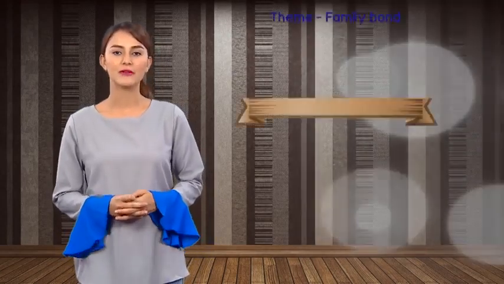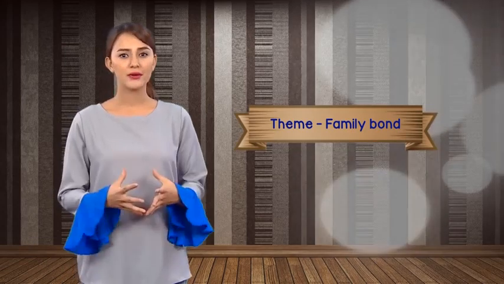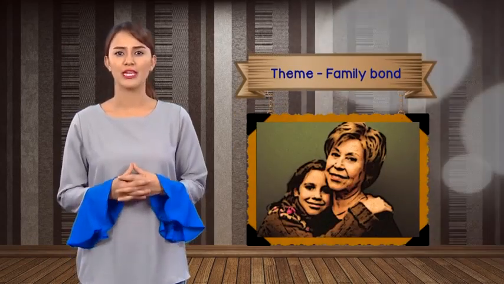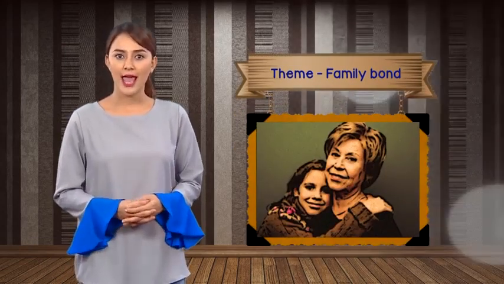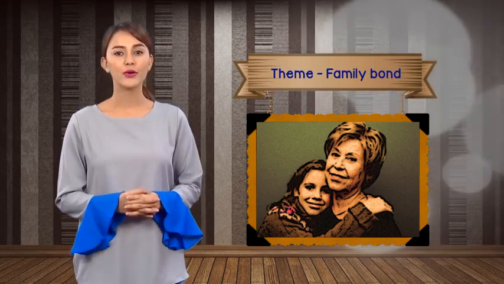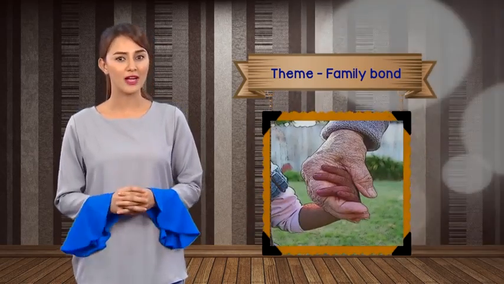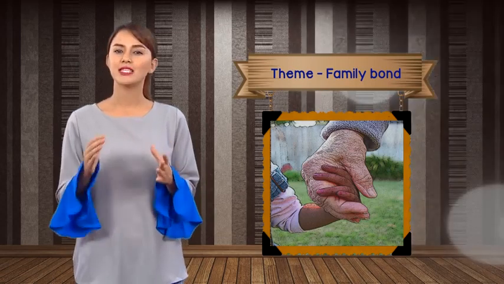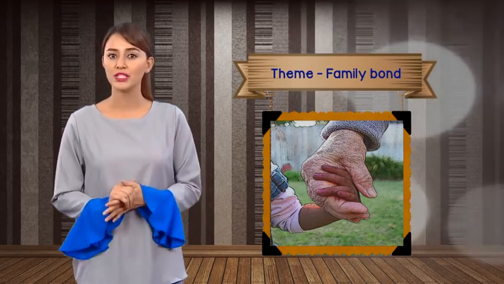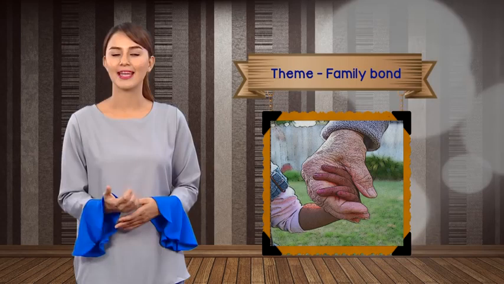The last theme of this poem is family bond. In general, the poem focuses on the relationship between the persona and her grandmother. The photograph showed the strong bond that they both shared, especially the part when the persona's grandmother held her hand as a child. Even though their skin color was not the same, they strongly loved each other.